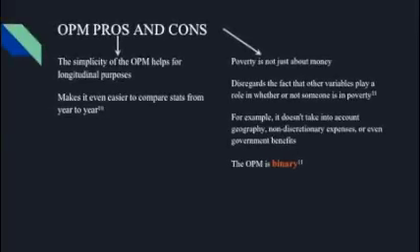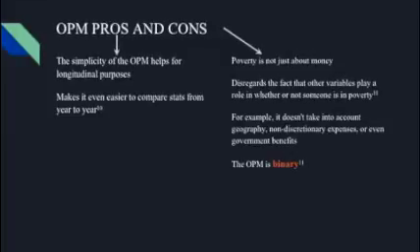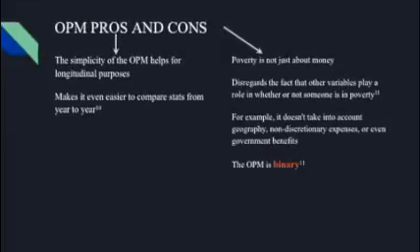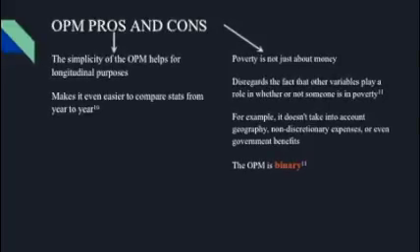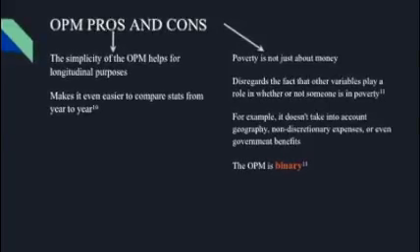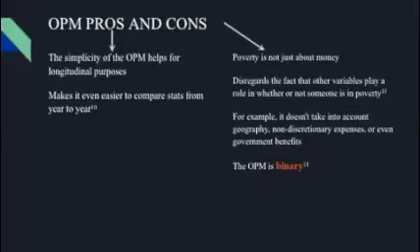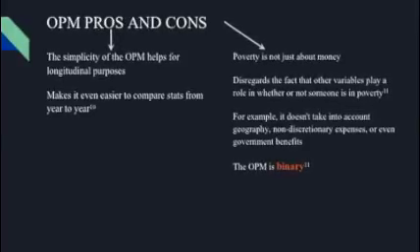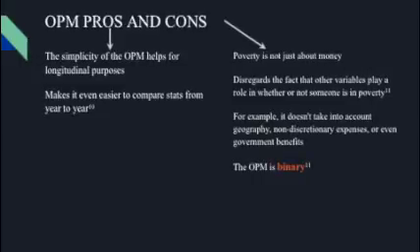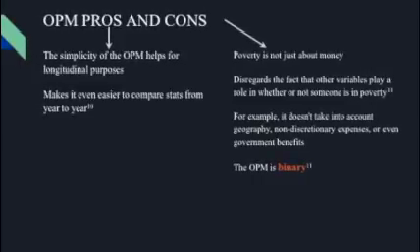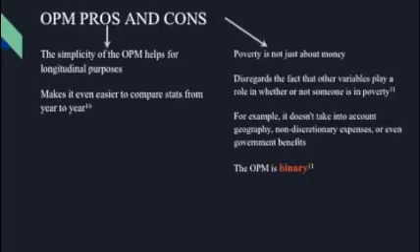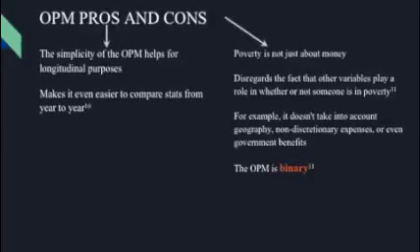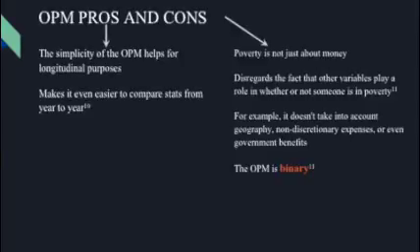They might be bothered by the OPM. The OPM disregards the fact that other variables play a role in whether or not someone is in poverty. For example, it doesn't take into account geography, as some areas have more opportunities, also the fact that increased standard of living varies. It doesn't take into account non-discretionary expenses like taxes, or even government benefits like welfare. Lastly, the OPM is binary, meaning there's no way to tell just how poor people really are, and or how long they are in poverty. All we get is that the poor exist.